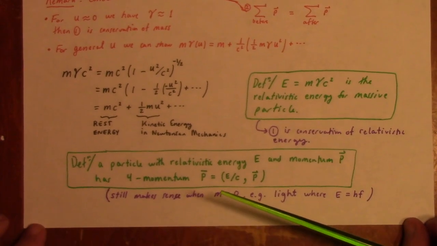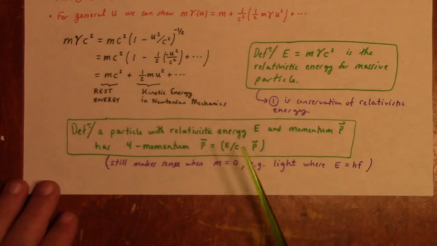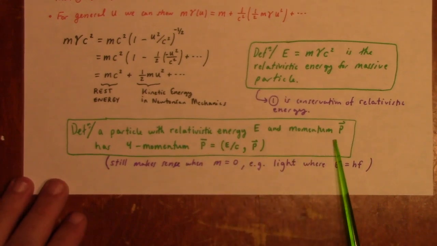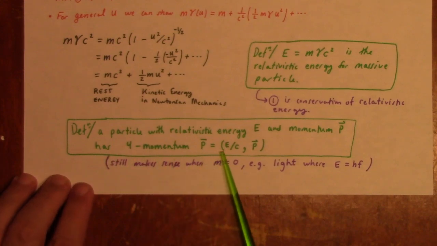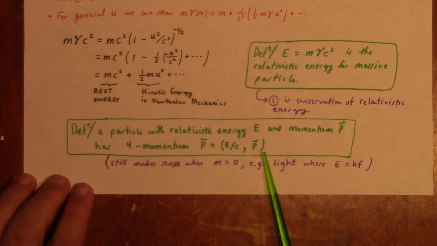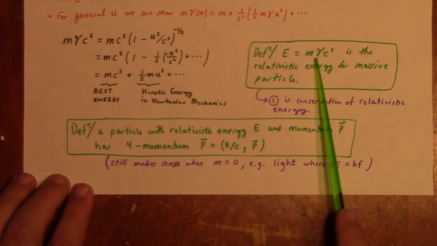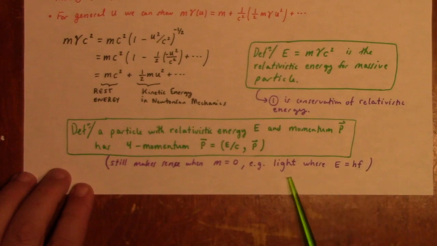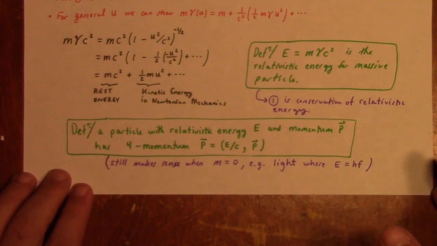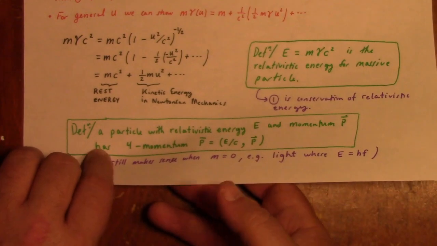I should mention, in general, a particle with relativistic energy E and relativistic momentum P has four-momentum P bar equals E over c, comma P. And this relation still makes sense when the mass is 0. Like when you have light, you have energy, you have momentum, but you can't reasonably write m gamma c squared. For light, other things come into play, like the energy is equal to Planck's constant times the frequency. I don't think I have much more to say about that. Maybe you'll explore some of that in your homework.